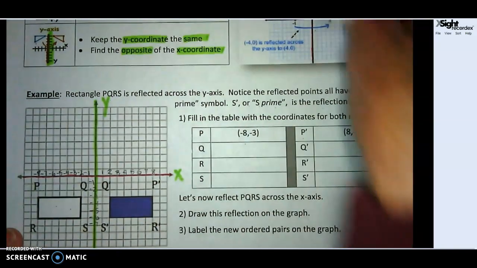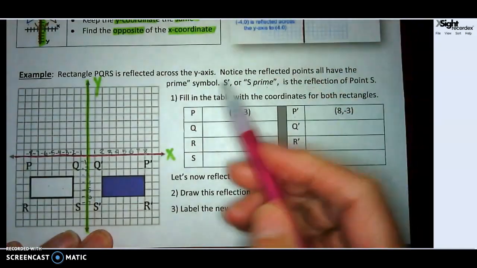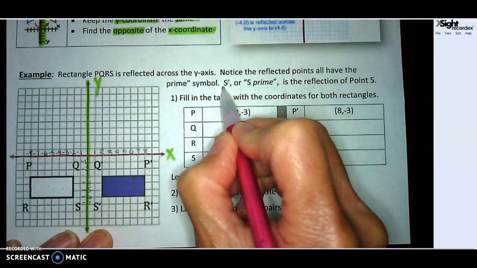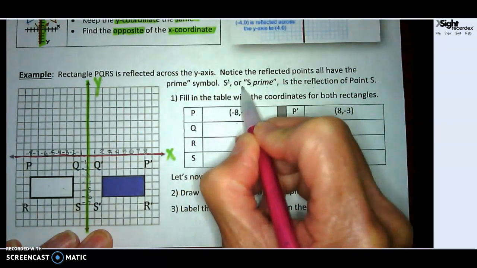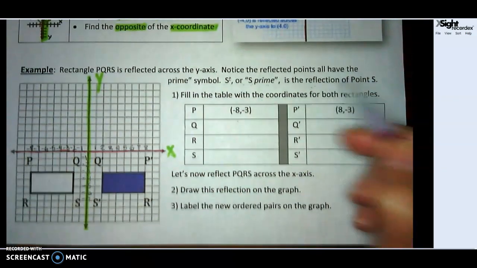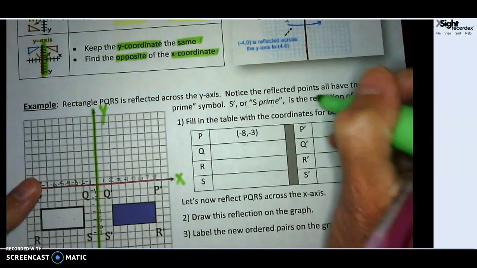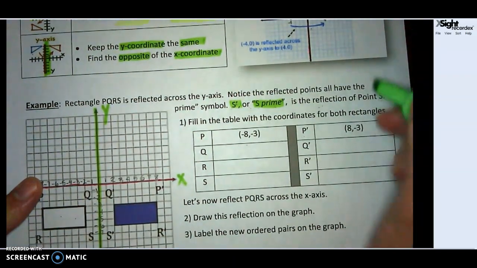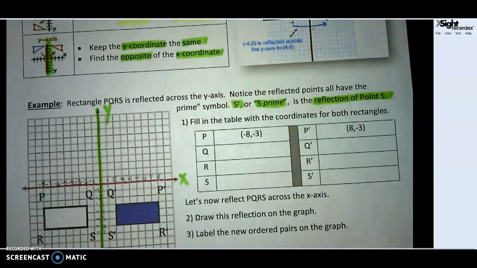Notice that the reflected points all have a prime symbol. That is something that looks like an apostrophe. This S apostrophe is read S prime. That means it's the reflection of point S. So S prime, or S with a little apostrophe, is the reflection of point S. So that one has been done for us.